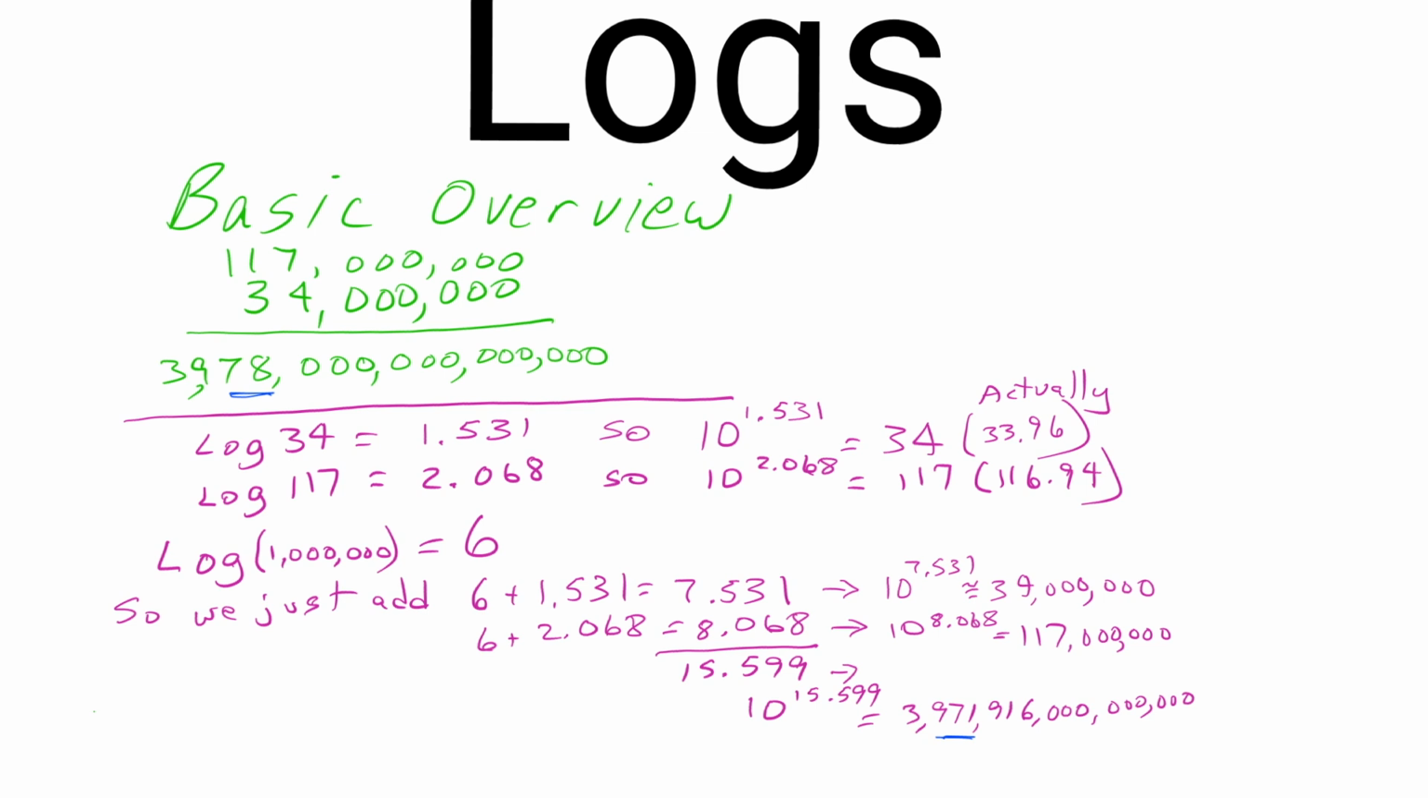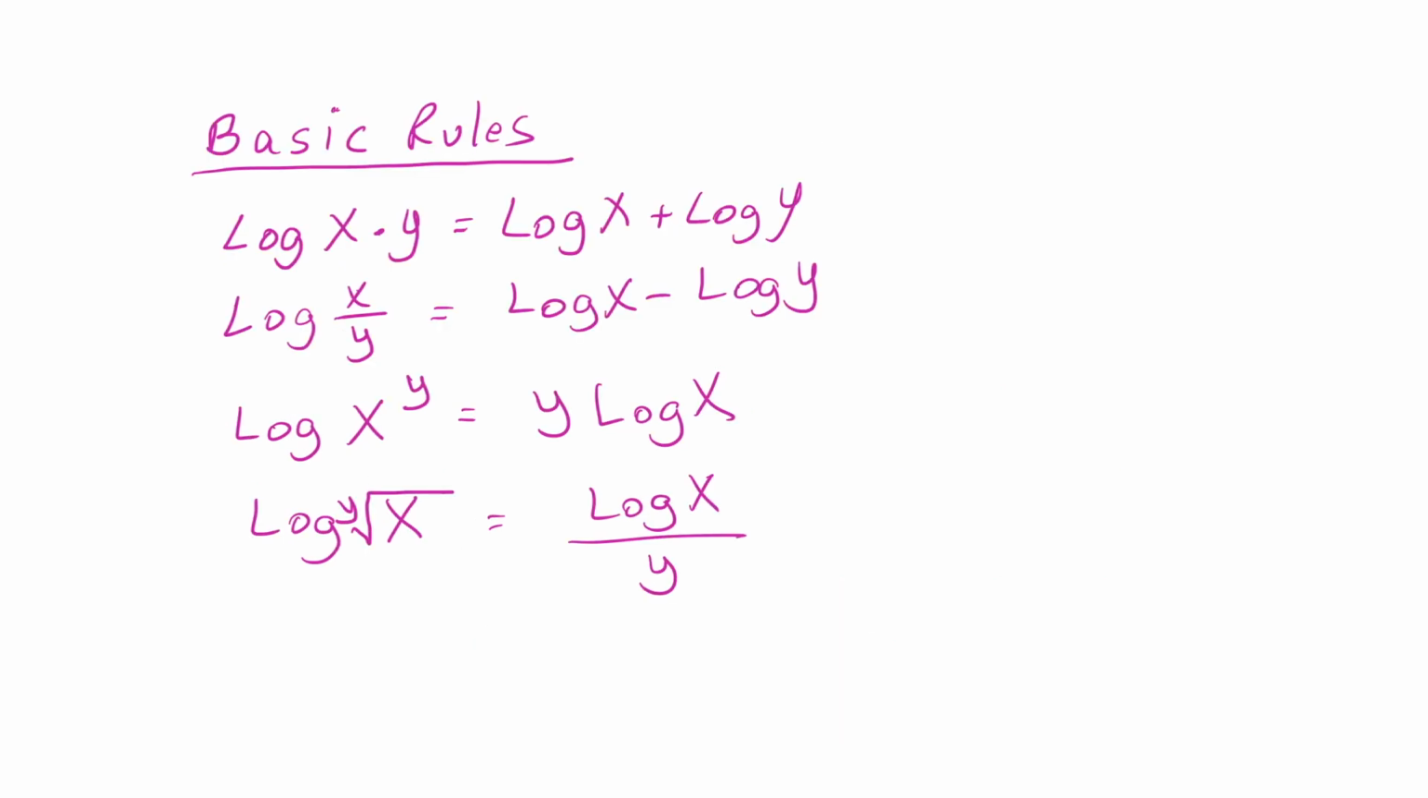So now let's take a look at how we put the log rules together that help us understand how to do this. There are some basic rules with logs. First of all, we'll start with this one. The log of x times y is equal to the log of x plus the log of y. The log of x divided by y is equal to the log of x minus the log of y. So remember, if it's multiplied, you add them. If it's divided, you subtract.